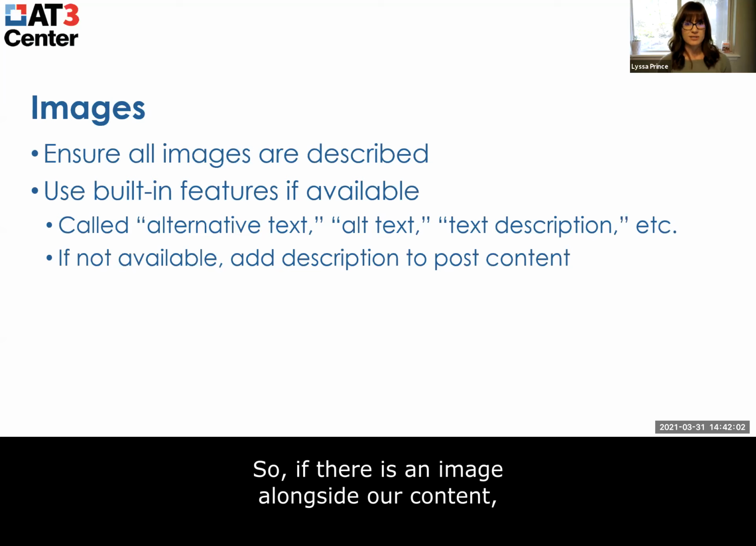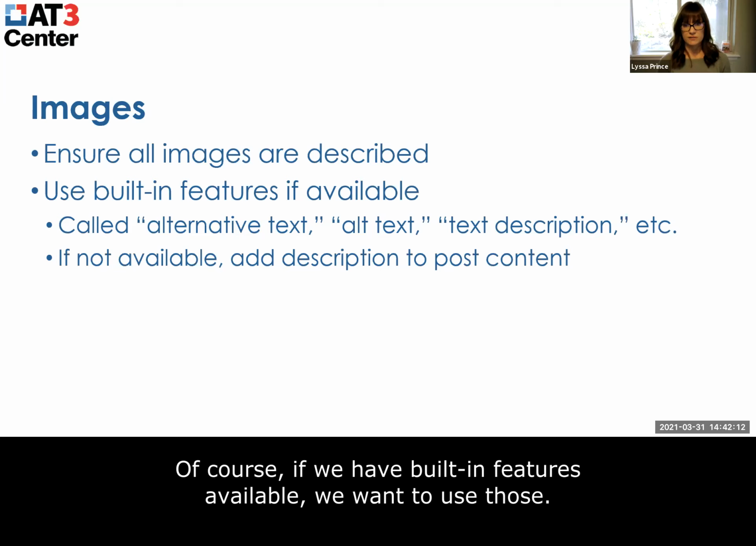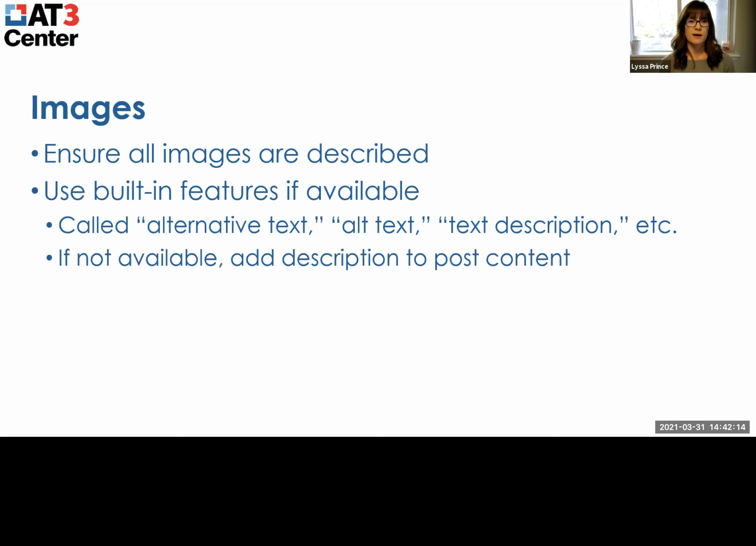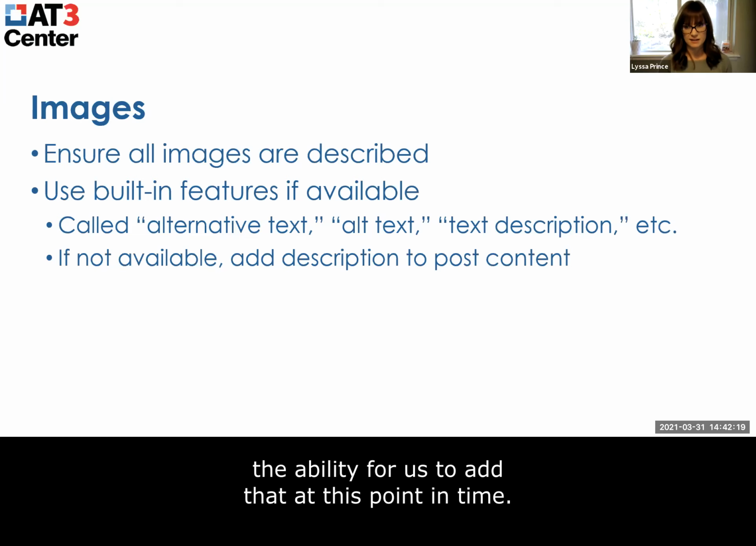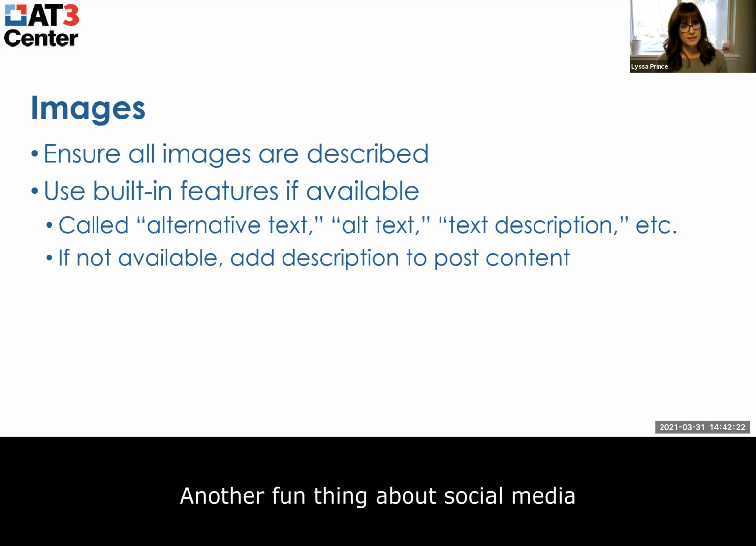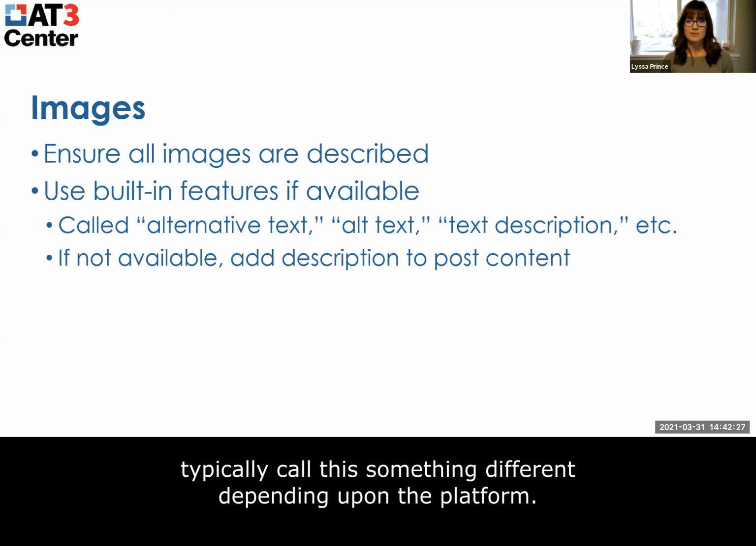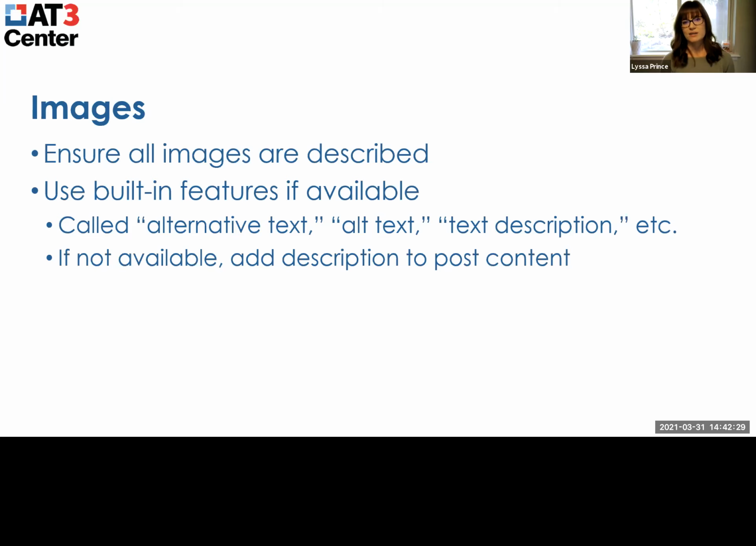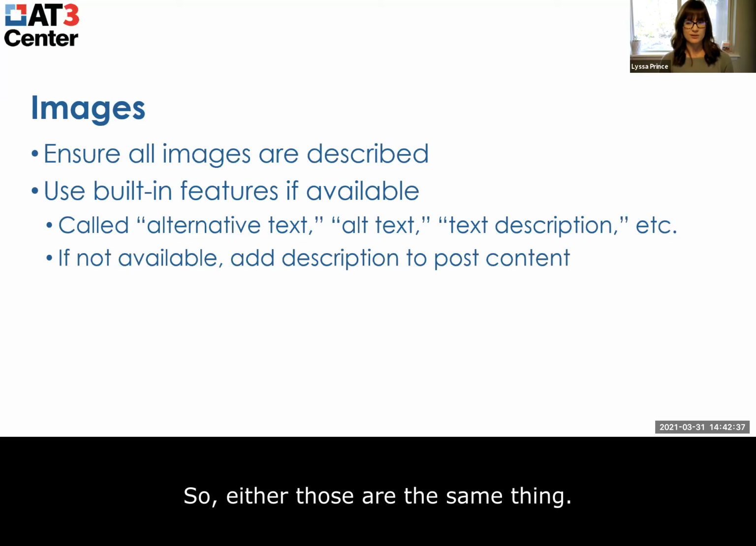So if there's an image alongside our content, then it needs to be described for those who can't actually see that content. Of course, if we have built-in features available, we'll want to use those. But unfortunately, not every single platform has the ability for us to add that at this point in time. Another fun thing about social media and the different platforms is that they typically call this something different depending upon the platform. So for instance, some call it alternative text, which is probably what you've heard us say more often than not. And I may say alt text as well. So either of those are the same thing.